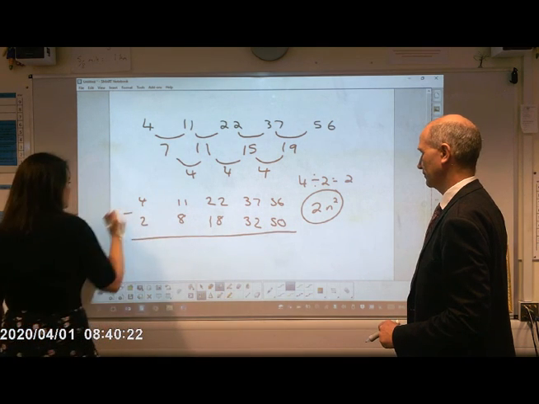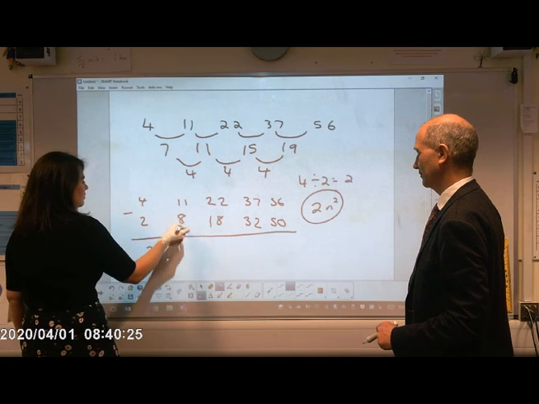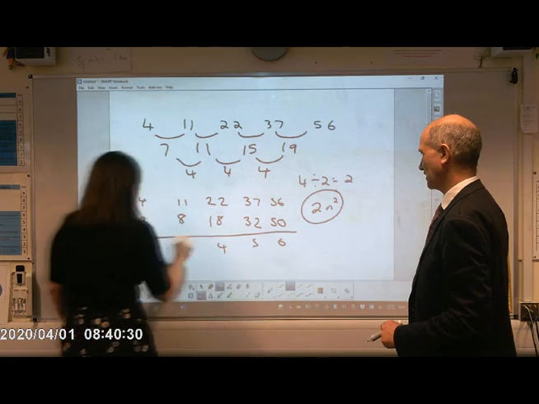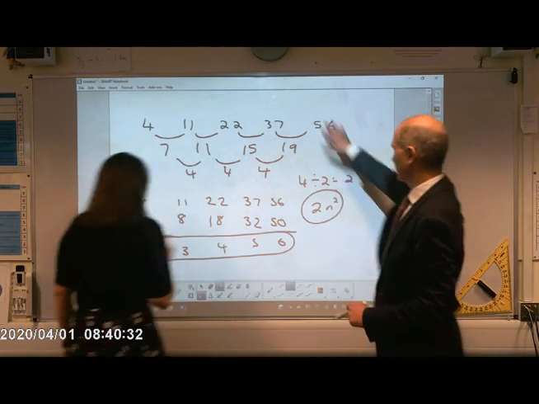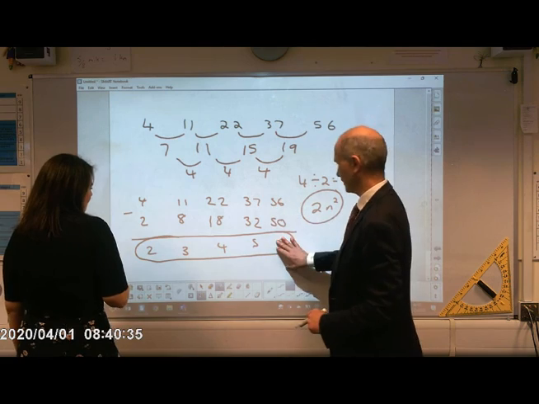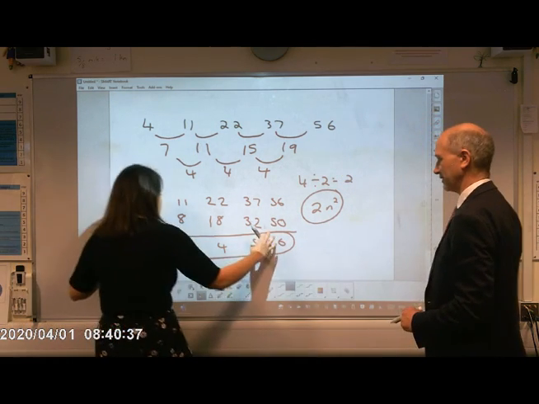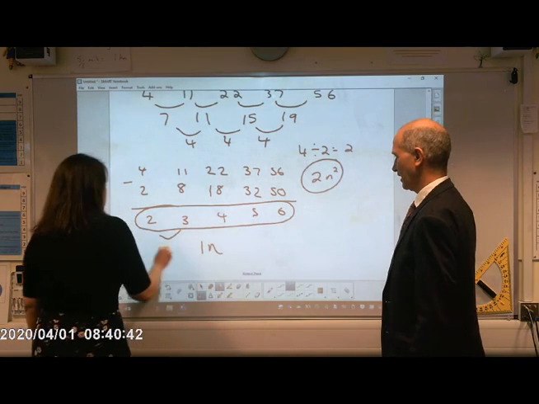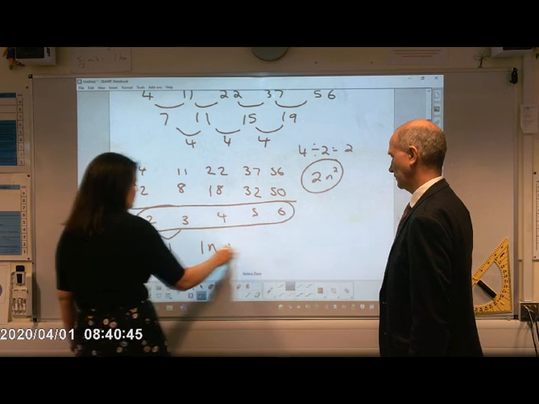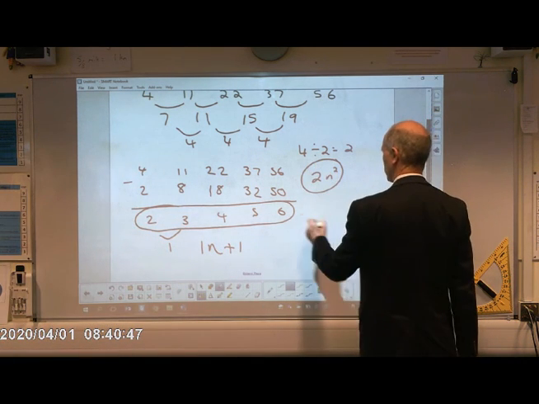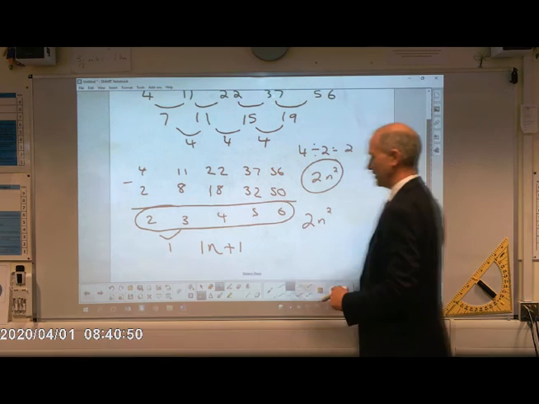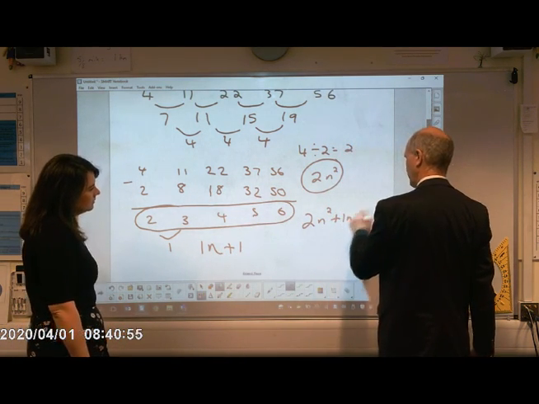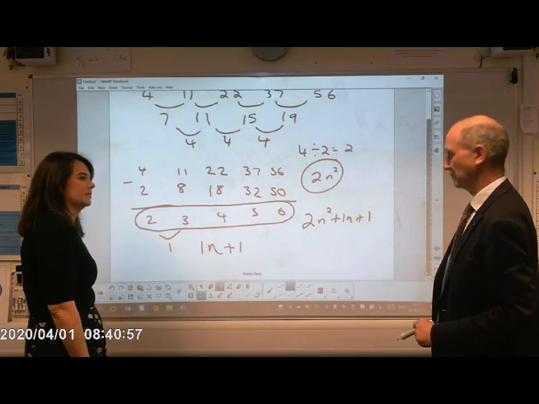Find your difference: 2, 3, 4, 5, 6. Focus in. So all of this stuff gives us this, which is what we're going to add on or subtract. Focus in on just these numbers. It's going up in ones. What do I have to do to 1 to get to 2? I have to plus 1. So this time, this bit which we worked out at the beginning, the 2n squared, and then this little bit to tweak it, plus 1n plus another 1. And you're done. Right, that's beautiful.